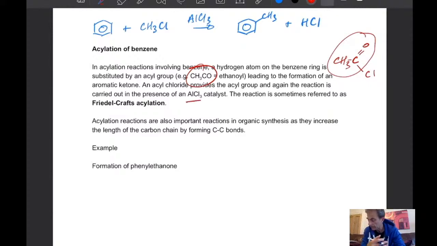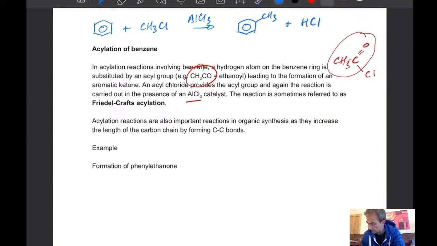And the reaction, because it's using that catalyst, it's sometimes known as a Friedel-Crafts acylation for the same reason as before, because the guys who came up with this were called Friedel and Crafts. Okay, Friedel and Crafts. Right, and again, acylation reactions are also important because they increase the length of the carbon chain by forming CC bonds, just like we had there. I didn't point out the CC bond, but there it is. Okay.